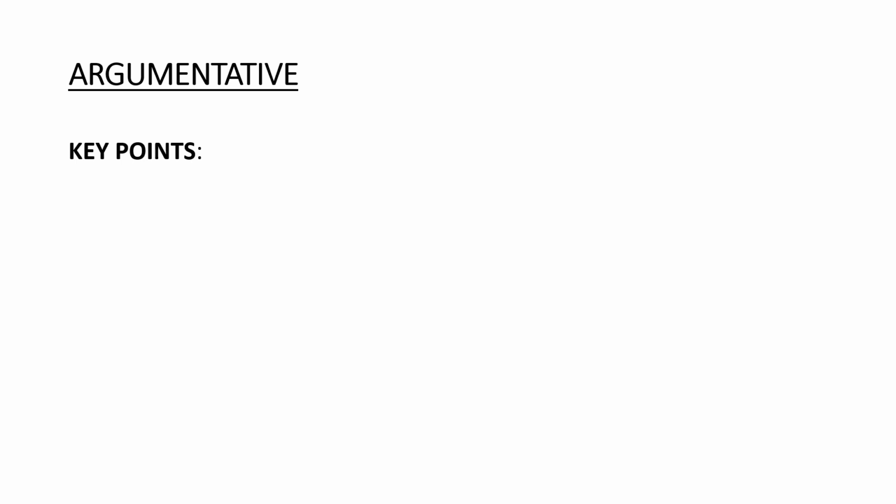So here are some key points to consider when writing an argumentative composition. First and foremost, I need you to know that the layout of an argumentative composition is the same as that of a narrative composition or a descriptive composition. That is, it has a title, the introduction, the main body, and the conclusion. The difference is how you write it.